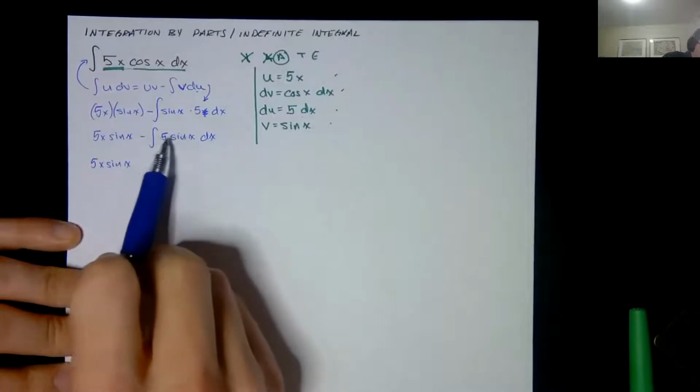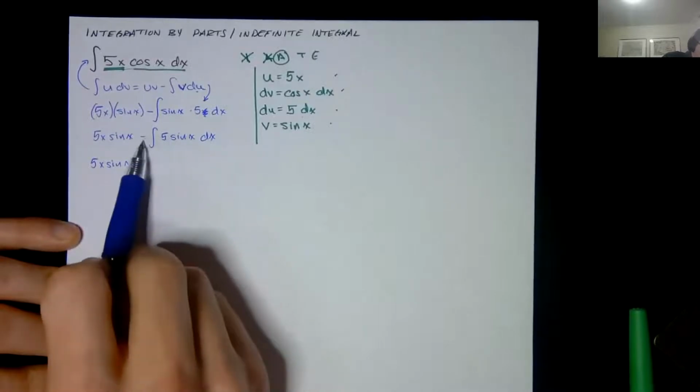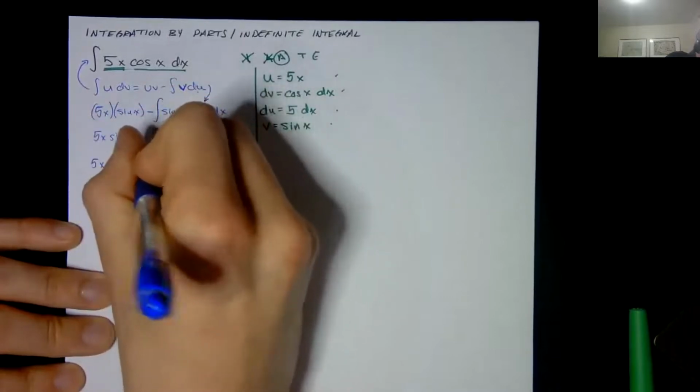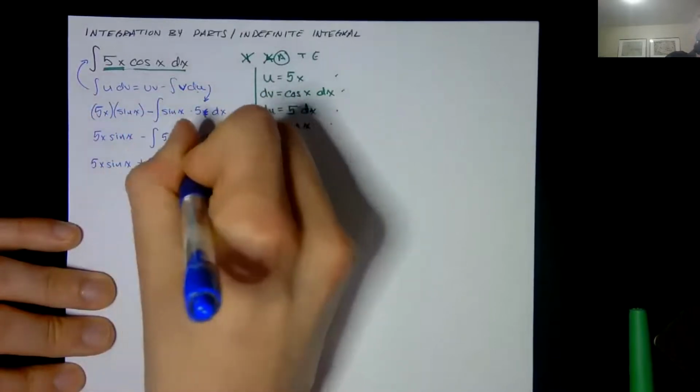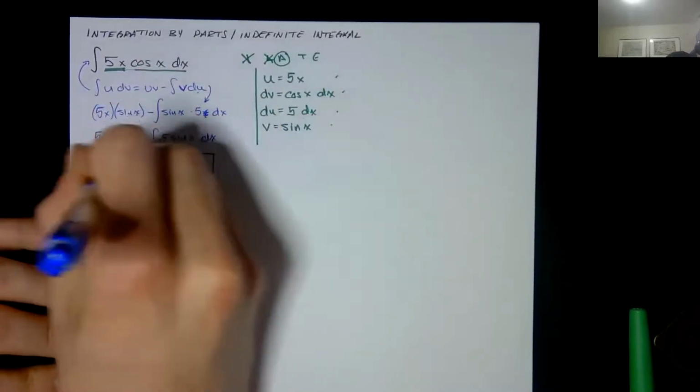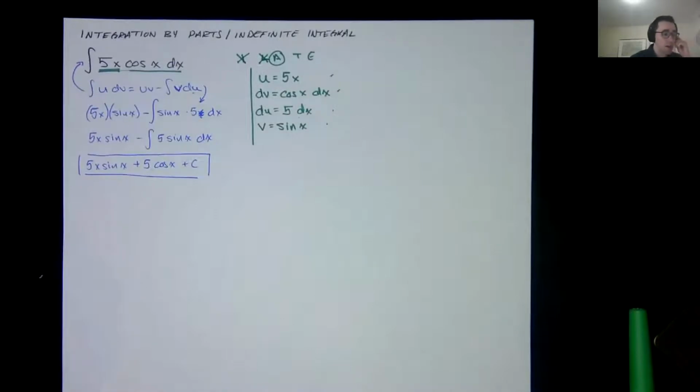So when I do that, it's going to be a negative from the integral. Then I have this leading negative. That's going to be plus 5 cosine of x plus c. And there we go. We have solved an indefinite integral using integration by parts.